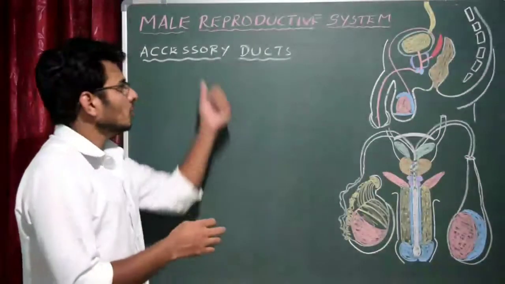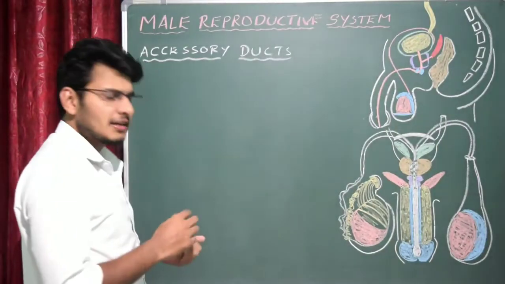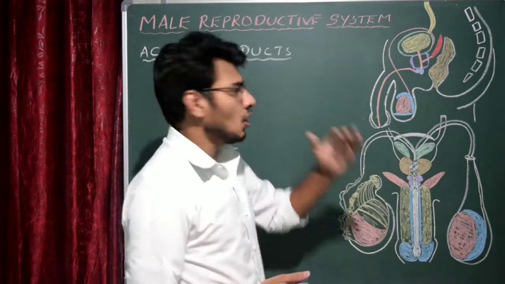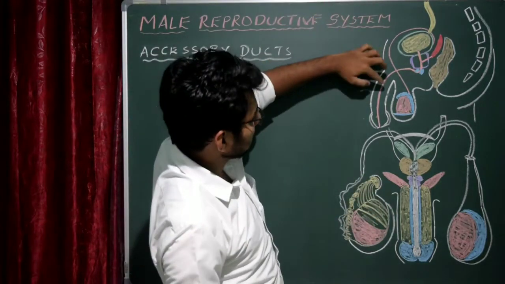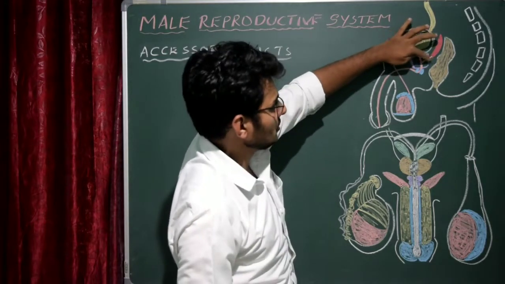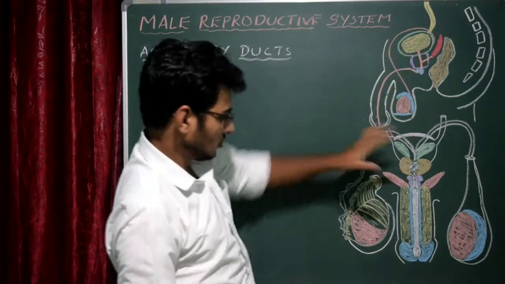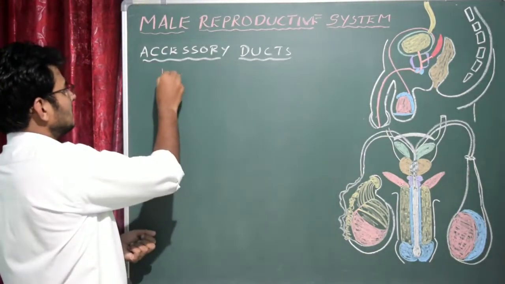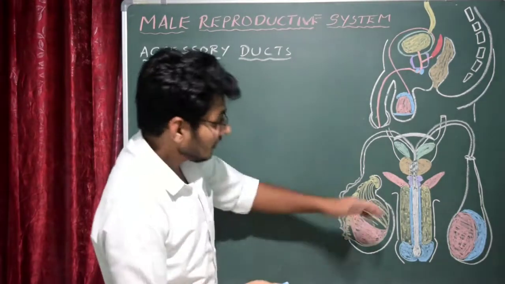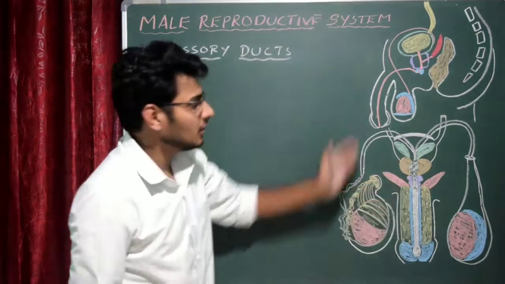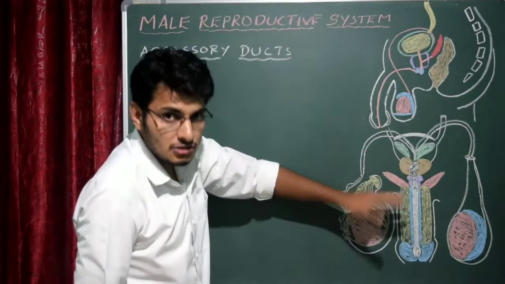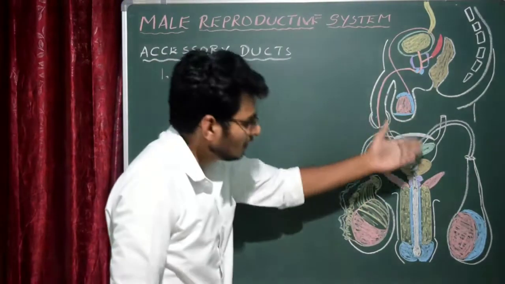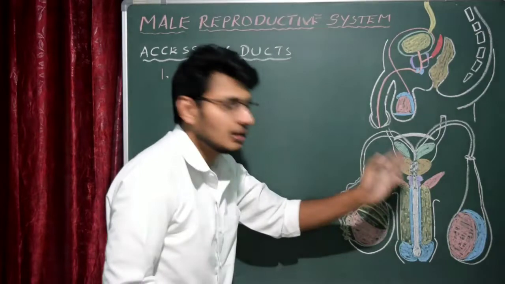Now let us talk about the accessory ducts. As I said, accessory ducts are nothing but the pipe system which plays an important role in the transport of the sperm. Particularly here you could see I have used pink color. These are all the accessory ducts. First let us name them. I will label them later, but we'll start from the inside to the outside. That means within the testis what kind of pipe system is there, then outside the testis what kind of pipe system is there, then within the external genitalia, the penis, what kind of pipe system is there.